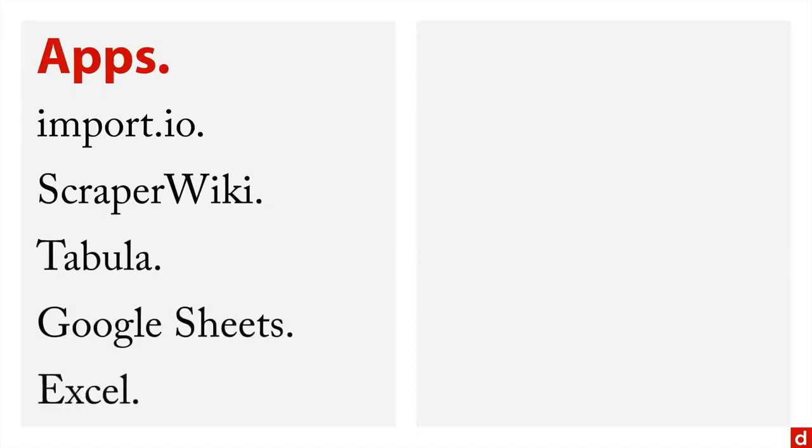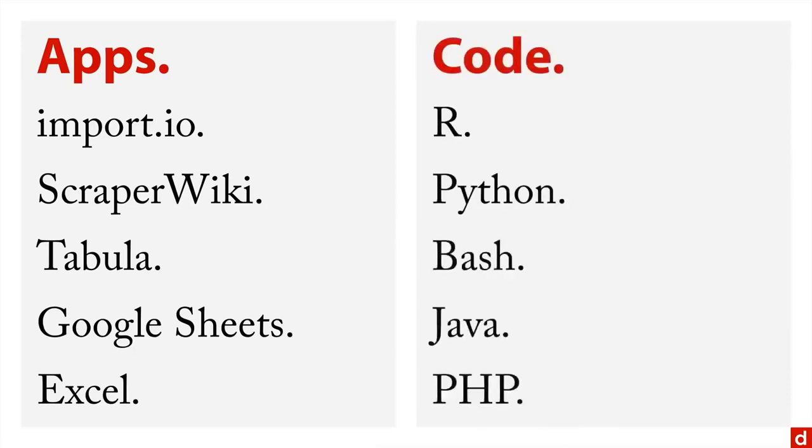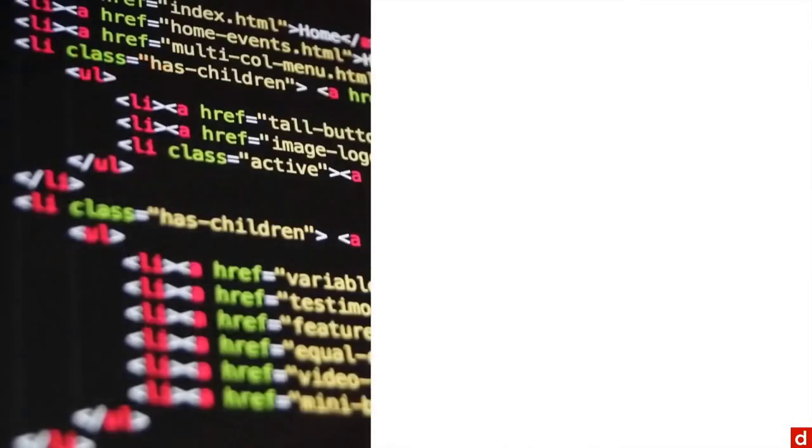Excel. Or if you don't want to use an app, or if you want to do something that apps don't really let you do, you can code your scraper. You can do it directly in R or Python or Bash or even Java or PHP. Now, what you're going to do is you're going to be looking for information on the web page.